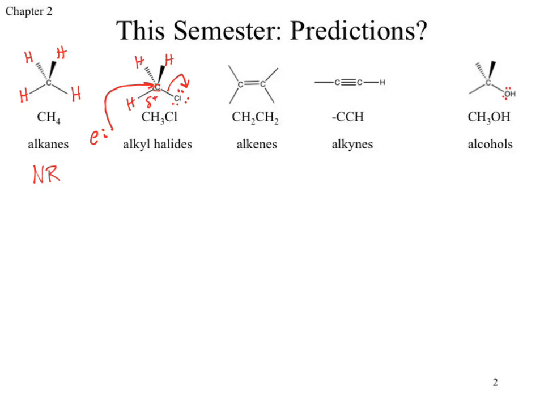So when we look at our alkyl halides, a really good definition for them is Lewis acids. That carbon is a Lewis acid. It can accept electrons. It may not be the greatest. Why is it not the greatest?